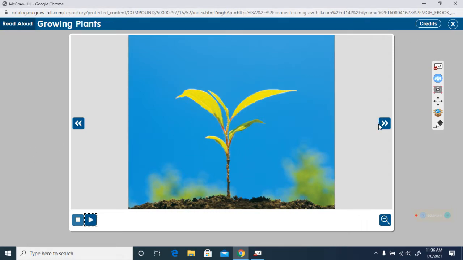Okay, we had plant and that one too. Let's go to the next section.